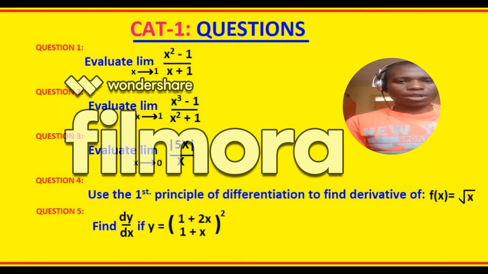That is question 1. Question 2, we have x cubed minus 1 all over x squared plus 1, and the limit of the expression is also ranging up to 1. The third question is 5x over x, and the limit of the expression is ranging up to 0.